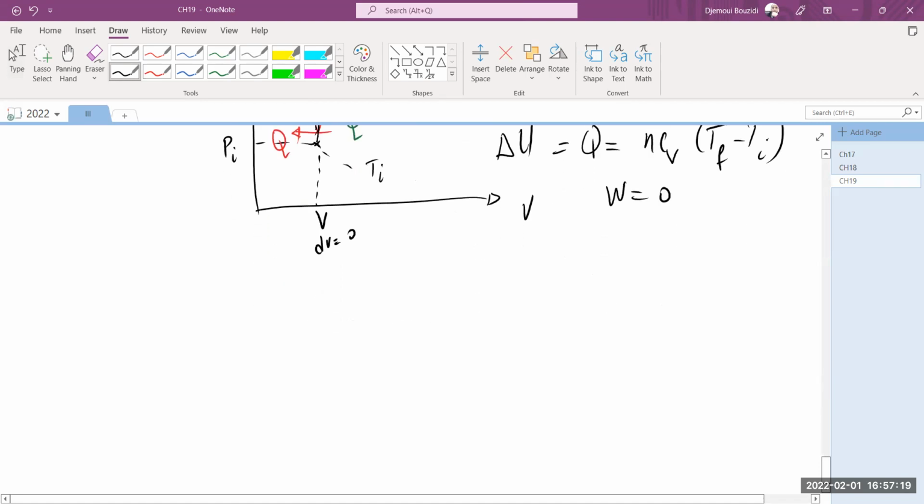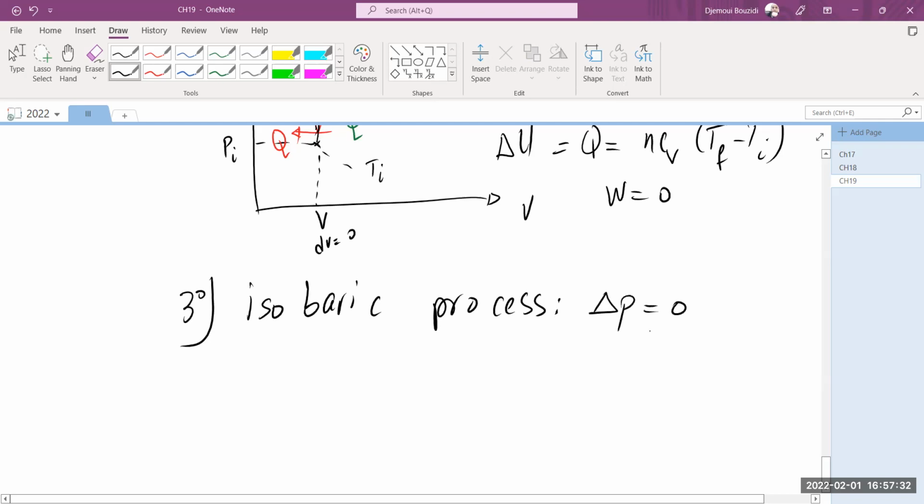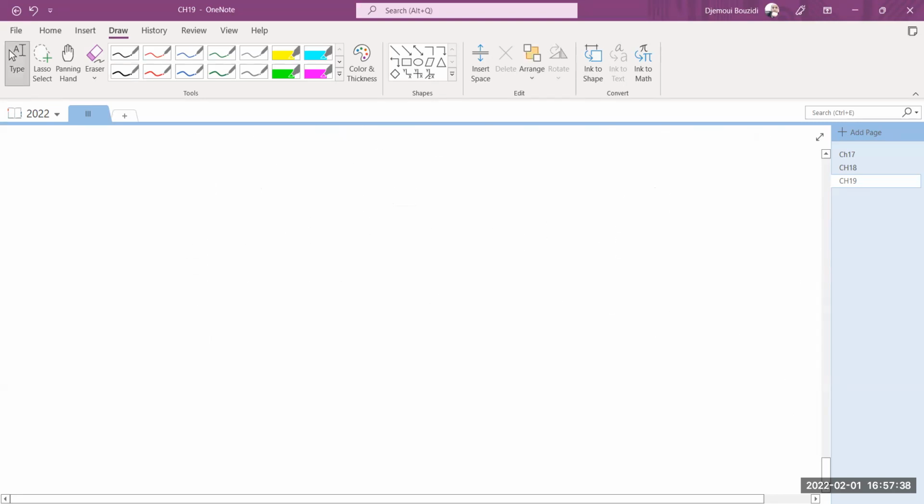So let's talk about another process that is a little bit kind of easy, which is the isobaric process. Remember, I promised 4 processes. This is the third one of them. This is where delta P is equal to 0. There is no change in pressure. This is a little bit more complicated than the first one, than the second one.